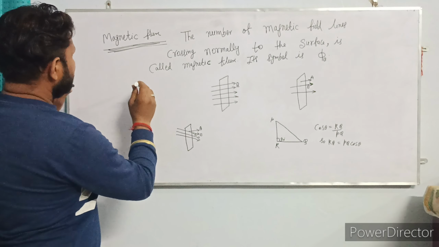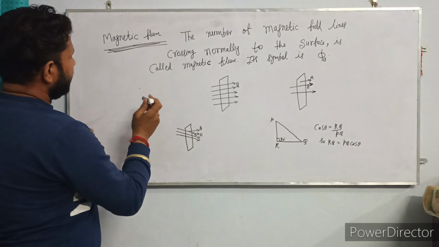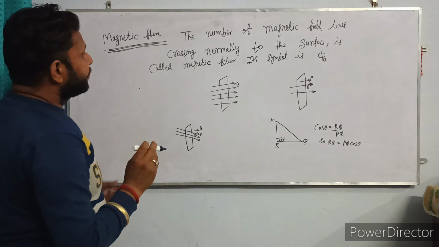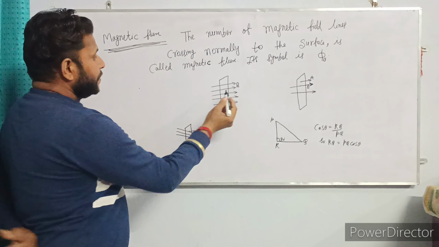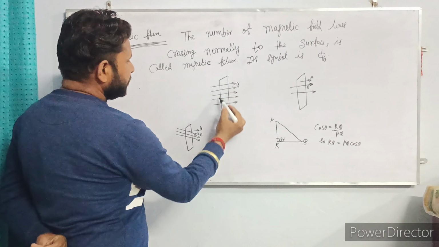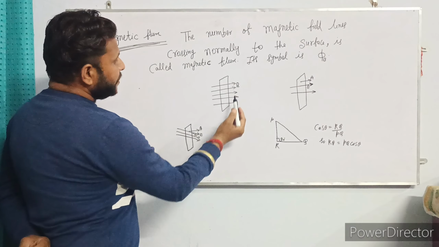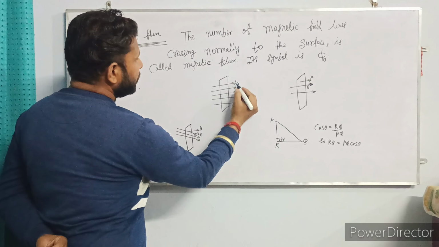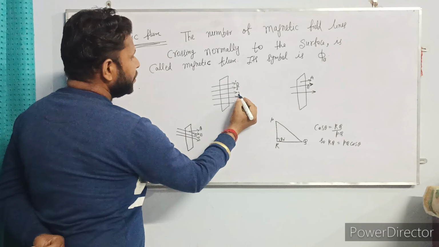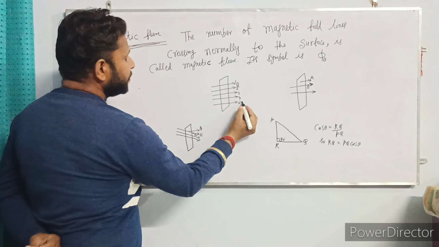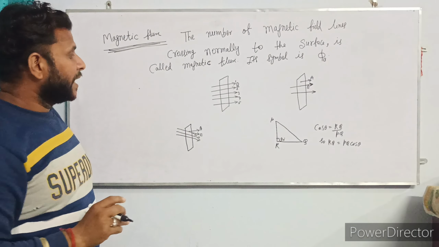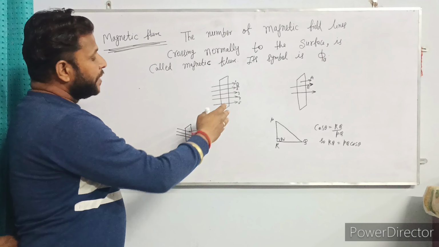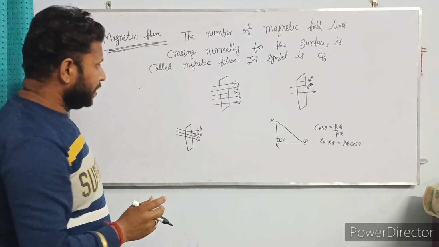Suppose these are the magnetic field lines, here two magnetic field lines. Now it is the surface in which 1, 2, 3, 4, 5 magnetic field lines are striking this surface perpendicularly, meaning normally.